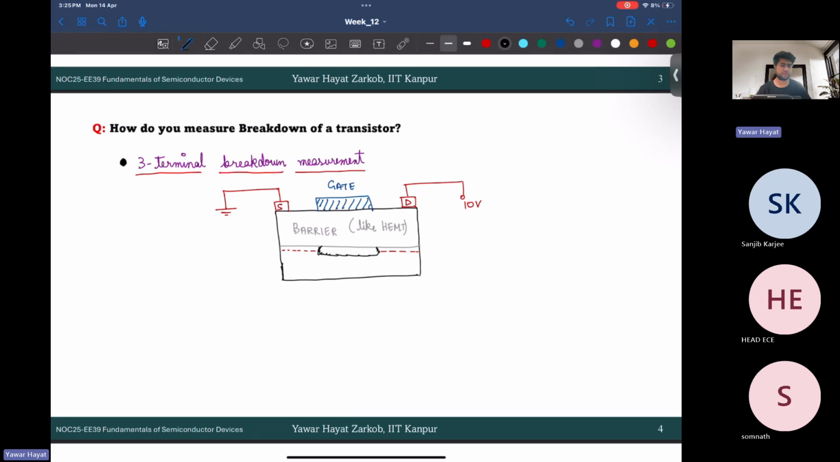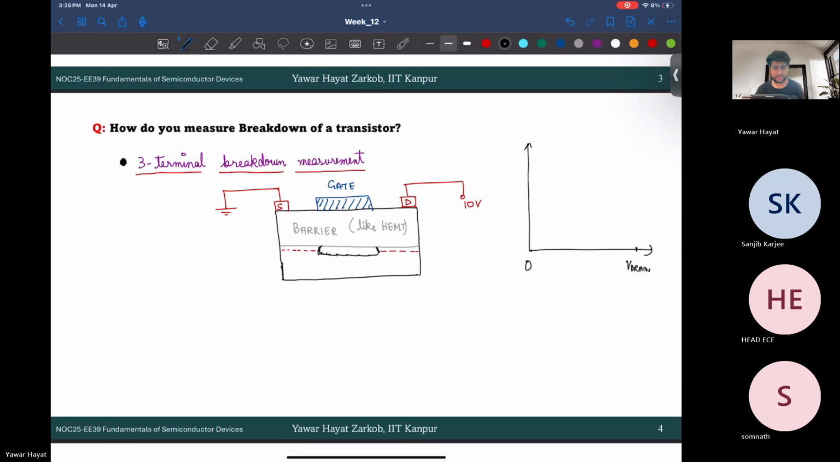Now we make sure that the channel is completely depleted by applying a suitable gate voltage. And then what we do is we ground the source. Did you get the point? First of all, we ensure that this is completely depleted. Then we ground the source and the drain is swept. We sweep it from say 0 to some particular voltage, say V drain.